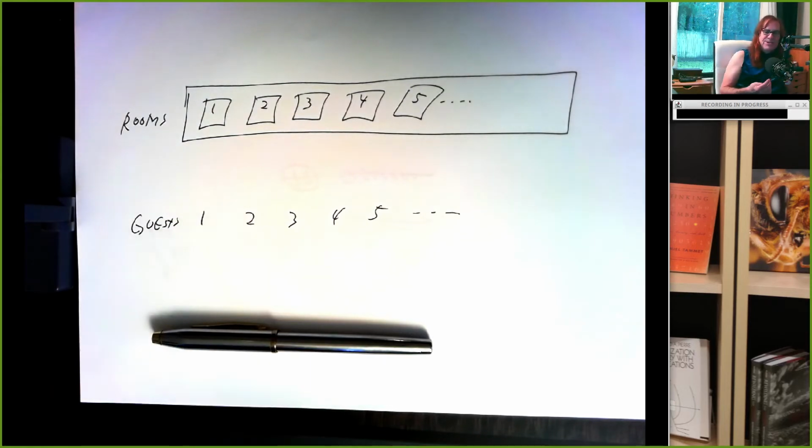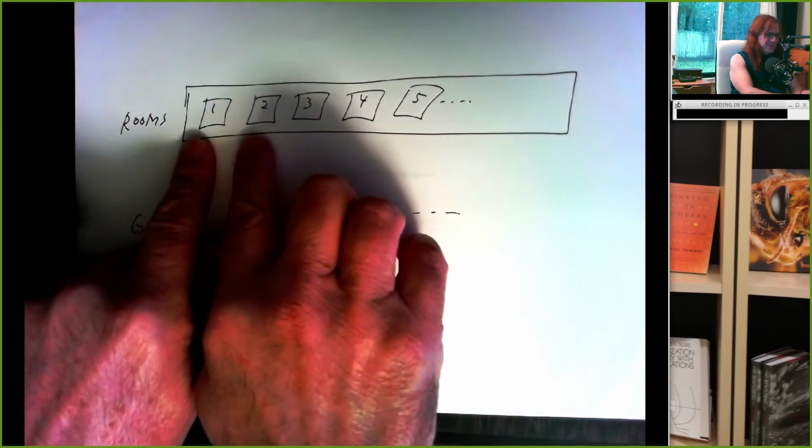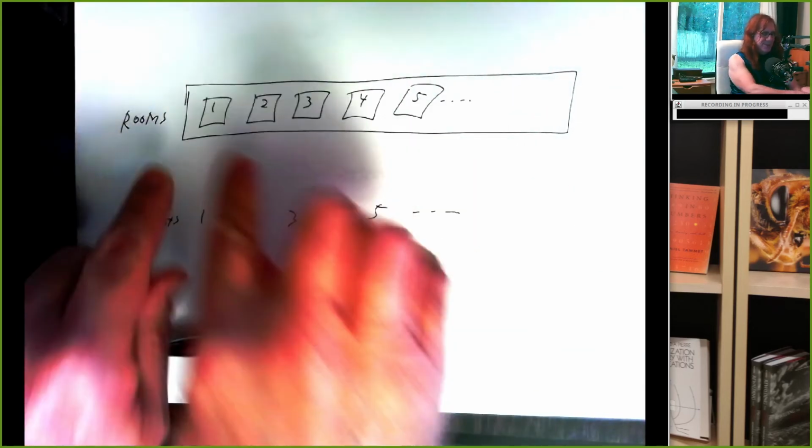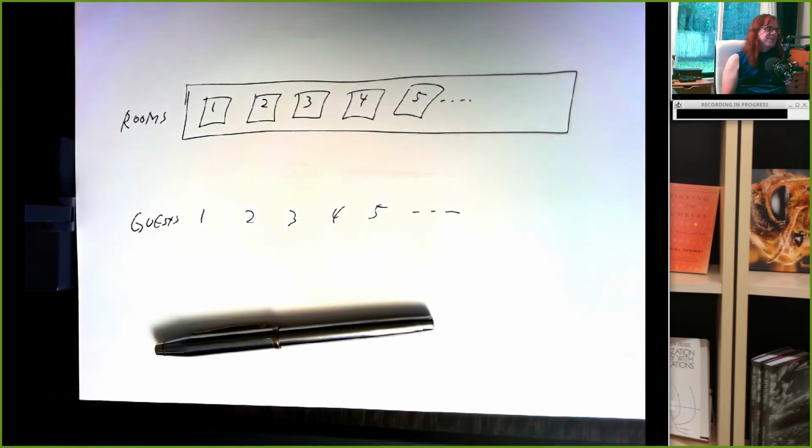So push a button under the desk that lights up a sign in each room and says, sorry for the inconvenience, please move one door to the right. And each person gets up and moves over one room, and now room 1 is free, that's where the new guest stays.